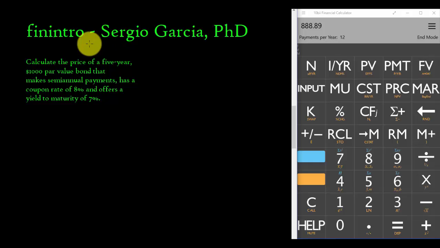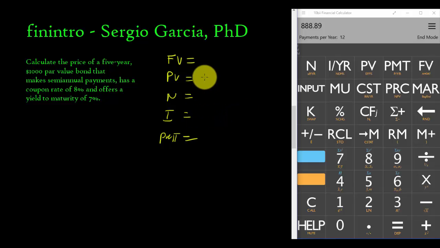That's very clear. So what is the first thing I want to do when I have this kind of problem? I want to create my cheat sheet. I'm looking at my future value, present value, N, I, and payments. Obviously these are all right here: N, I, PV, PMT, and future value. But this is a bond problem, so before we do this, let's take a look at what it actually means.